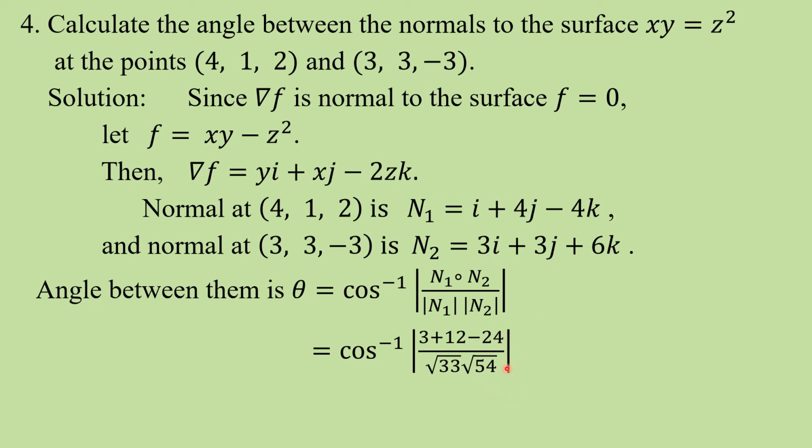So this is the angle between these two normals, the angle between the normals to the surface, which I can simplify further. That gives 1 by root 22. So cos inverse of 1 by root 22 is the angle between the normals to the surface xy equal to z square.